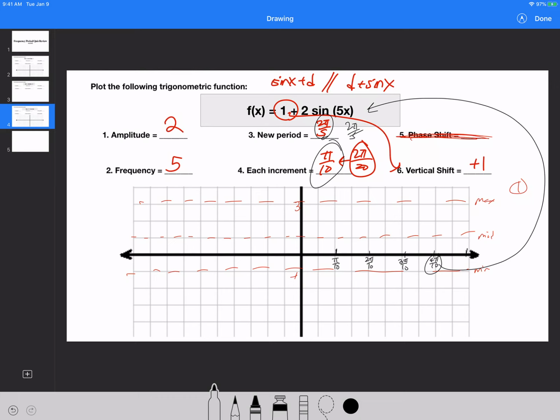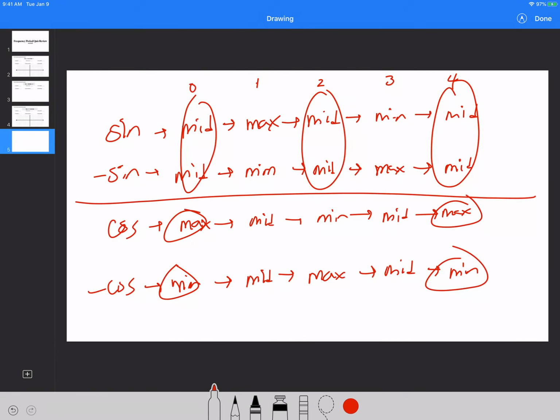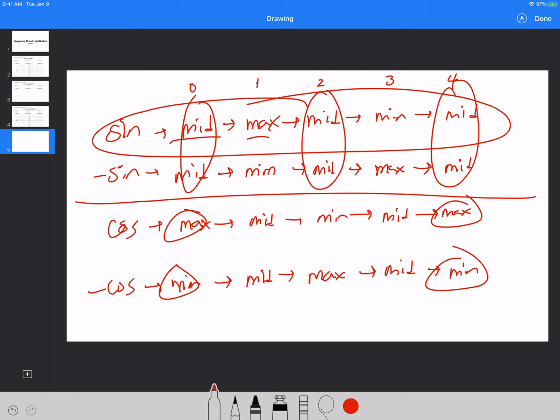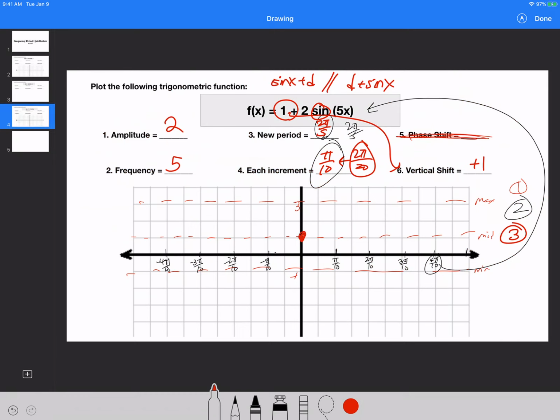Then I can, of course, do one more, but I'm just going to leave it as it is. So the other direction, negative pi over 10, negative 2 pi over 10, negative 3 pi over 10, and negative 4 pi over 10. Number 2 step, establish the increment, finished. My last step is to now draw the dots and connect them. It's sine, and it's positive sine, which means I'm going to be using this. I start mid, max, mid, min, mid. So I'm going to start at middle, max, mid, min, and then mid.